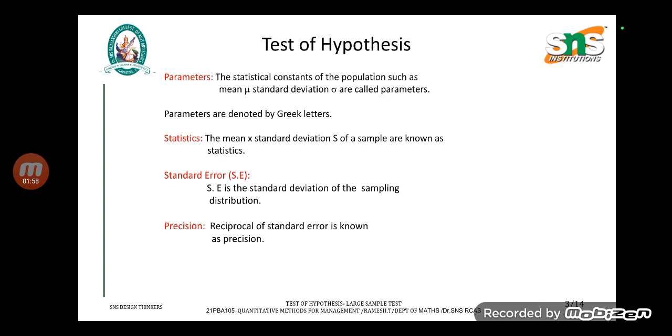What is the difference between parameters and statistics? The population mean and population standard deviation are parameters. The sample average and the sample standard deviation are statistics. Next, what is standard error? The standard deviation of the sampling distribution is called standard error. Precision. The reciprocal of this standard error is called precision.